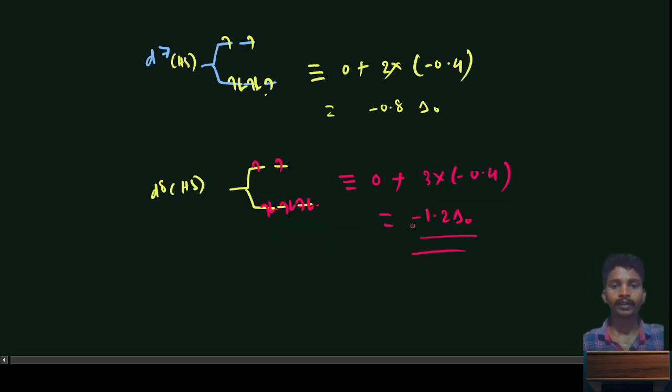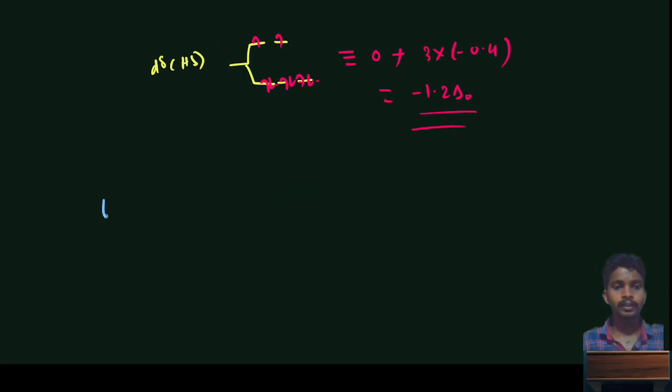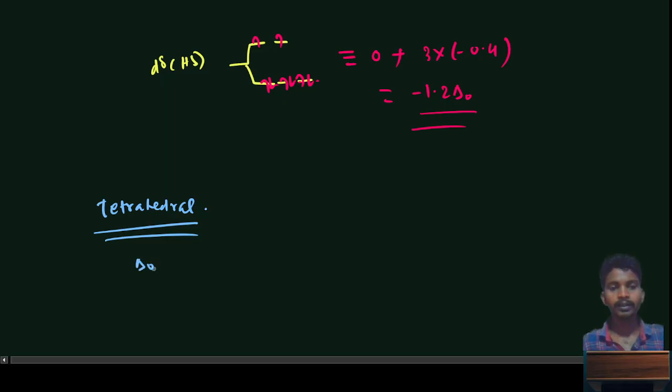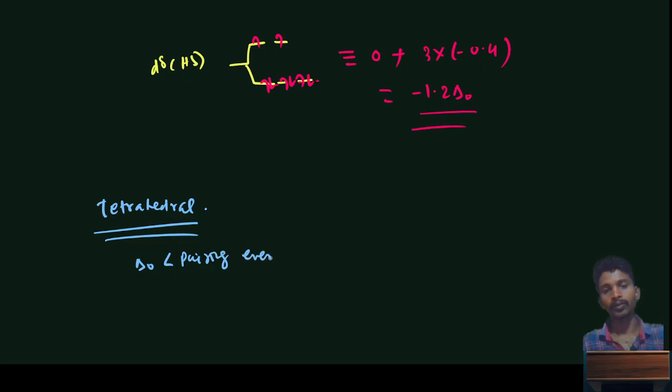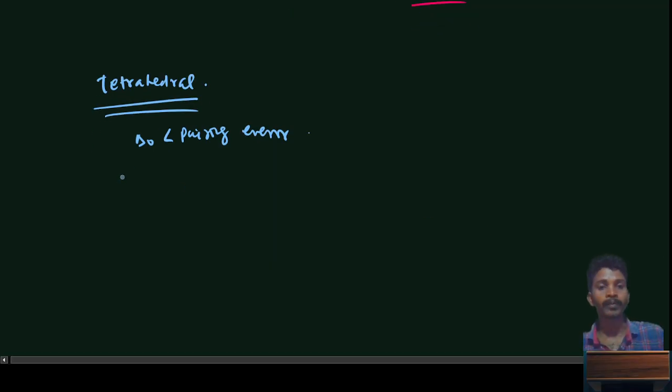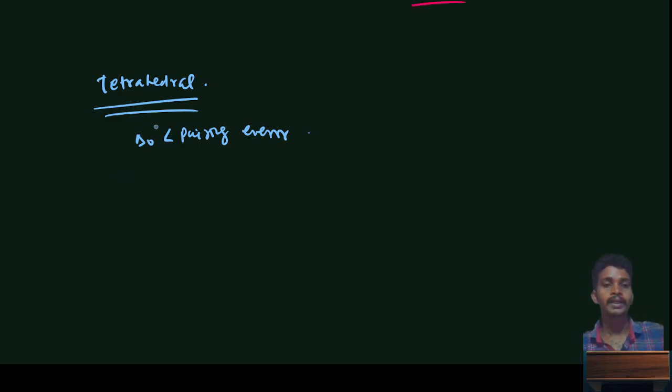And if it is the tetrahedral case, this delta T is less than pairing energy. So if you want to do the pairing, then we should have more pairing energy. Suppose we want to go to some place, then we have that amount of money to go to that place. If we don't have, then we will not go. Likewise, if you are doing the pairing, then you should have more pairing energy. But delta T is less than pairing energy, so it can't do the pairing.